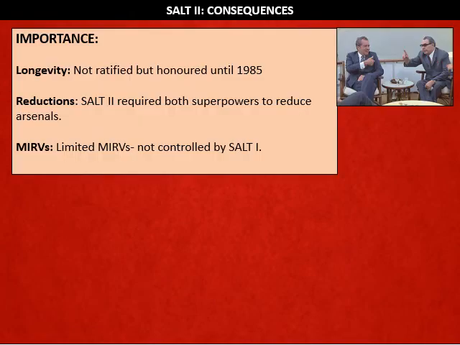Here are some of the consequences of SALT II, why it's an important treaty. So firstly, it lasted. It was honoured until it expired in 1985. It secured reductions in nuclear arsenals, and it included MIRVs, which had not been controlled by SALT I.